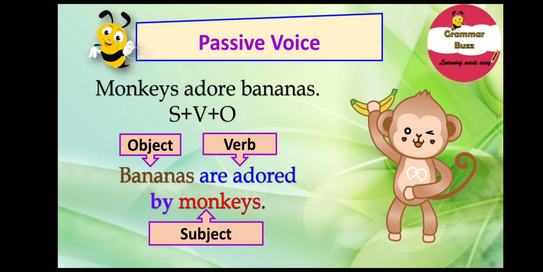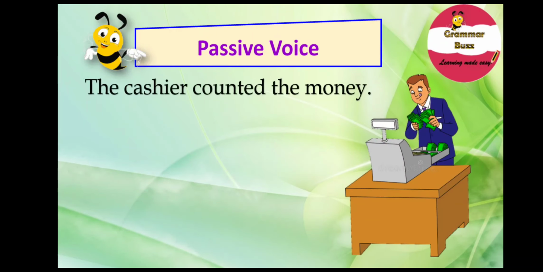Now let us take the next example. The cashier counted the money. In this sentence, the subject cashier is doing the action. Counted is the action word and money is the object of the sentence that receives the action of counting. The sentence structure is subject plus verb plus object. So this sentence too is said to be in active voice.